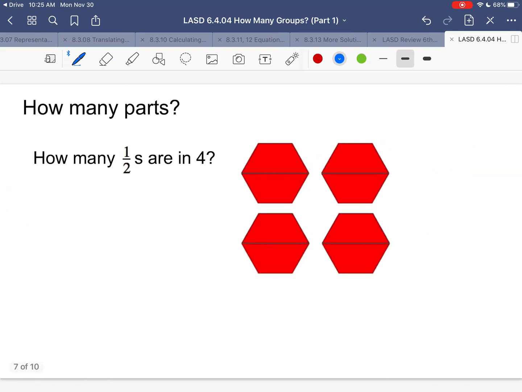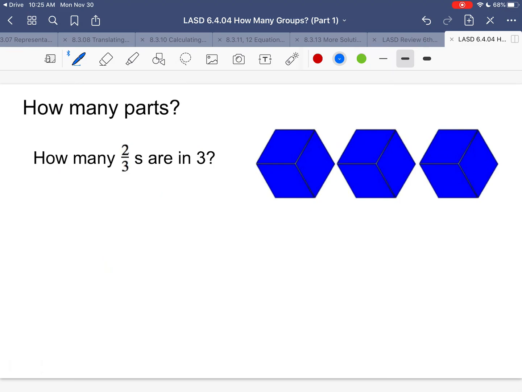So using that, how many halves are in 4? And I've already drawn this. You've got 1, 2, 3, 4, 5, 6, 7, 8. You can see that there are 8 halves in 4. So to represent that with a multiplication equation, I could say 8 times 1/2 equals 4. Or for a division equation, how many halves are in 4? 4 divided by 1/2 equals 8. There are 8 halves in 4.